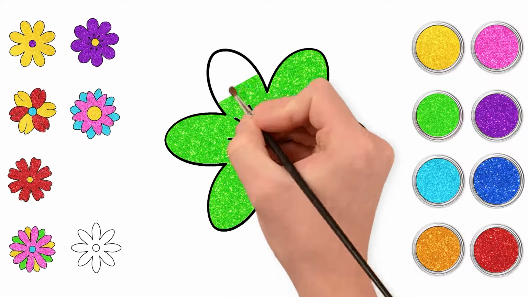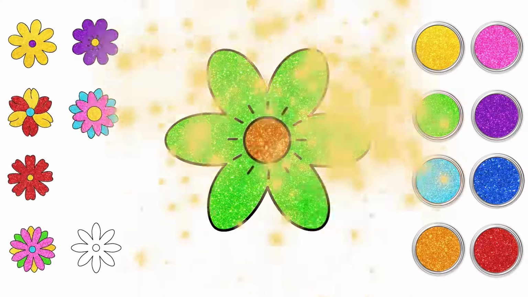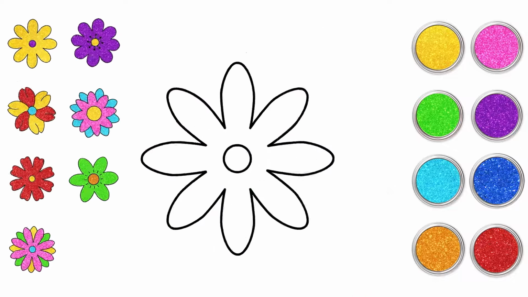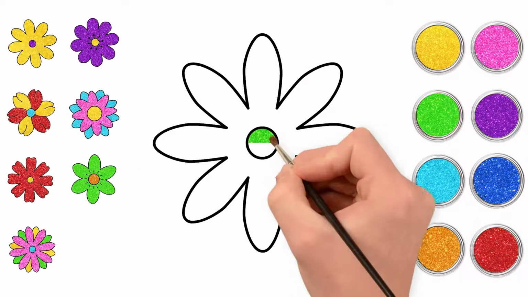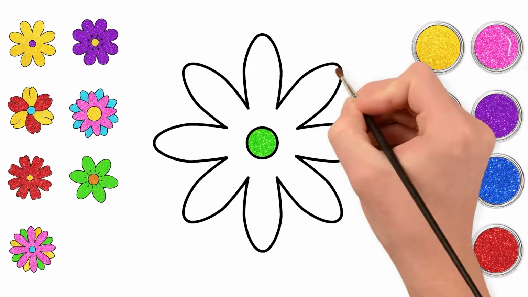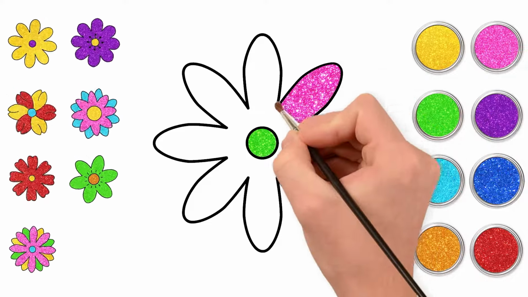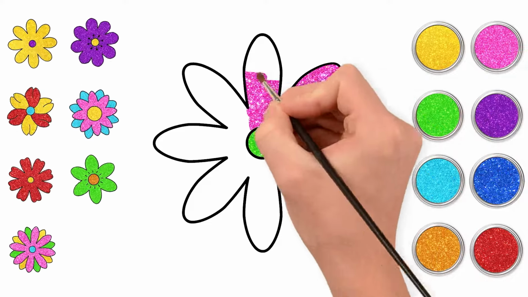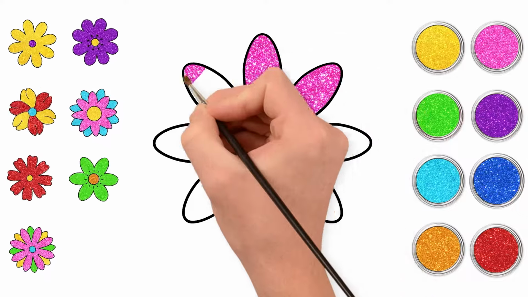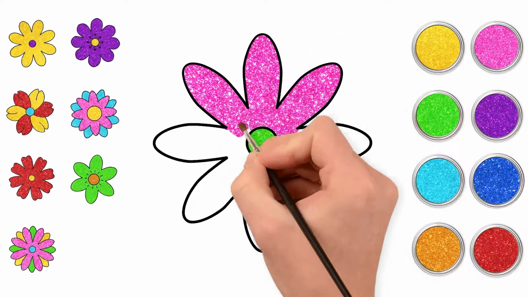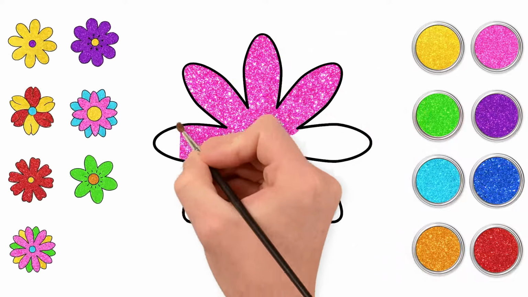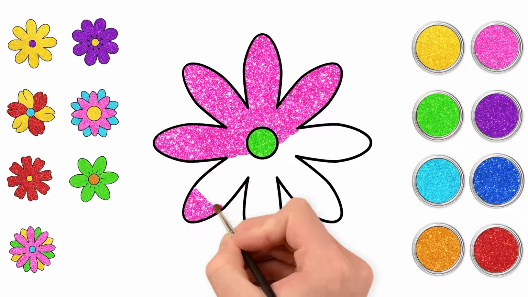Almost there. And we're done! Excellent! Last but not least, let's do our long-petalled flower. Green in the middle this time, and pink petals. This one does look a bit like a daisy, doesn't it? It's just a different colour. Imagine if we had pink daisies, wouldn't that be wonderful?